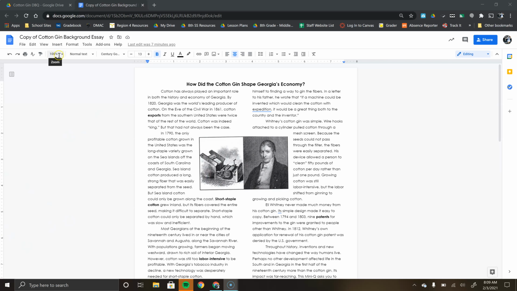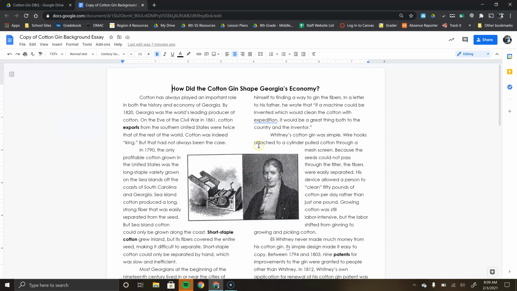All right, so first thing I'm going to do is zoom in a little bit more so I can see it more clearly. So we're talking about the cotton gin and how the cotton gin shaped Georgia's economy. Cotton has always played an important role in both the history and economy of Georgia. By 1820, Georgia was the world's leading producer of cotton. On the eve of the Civil War in 1861, cotton exports from the southern United States were twice that of the rest of the world.